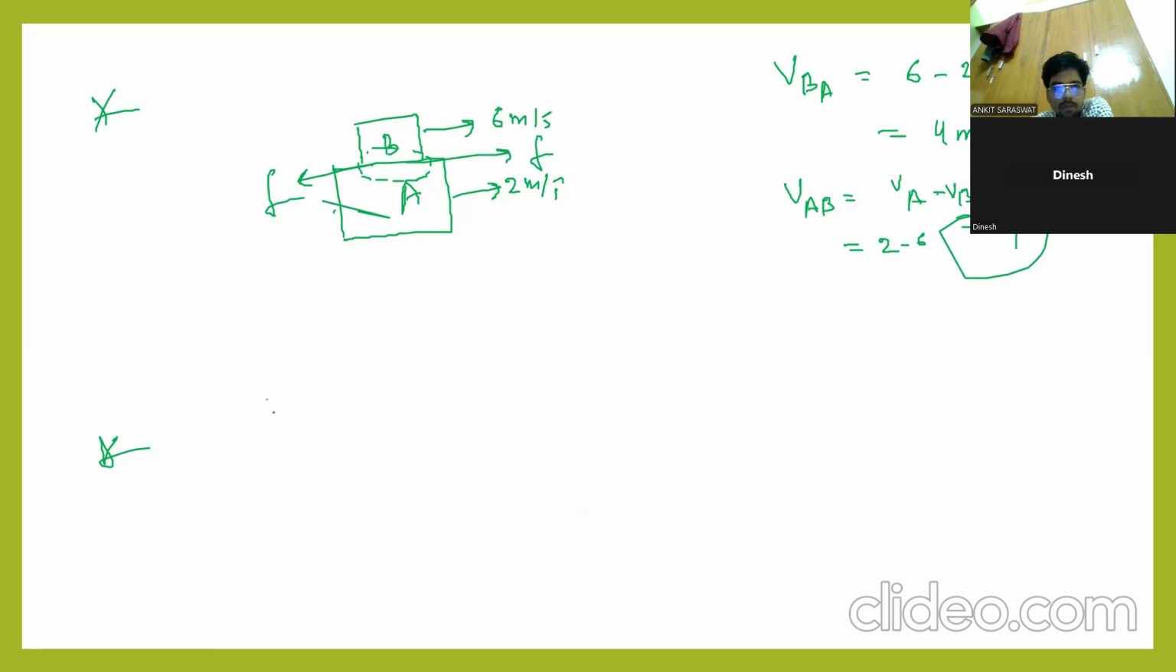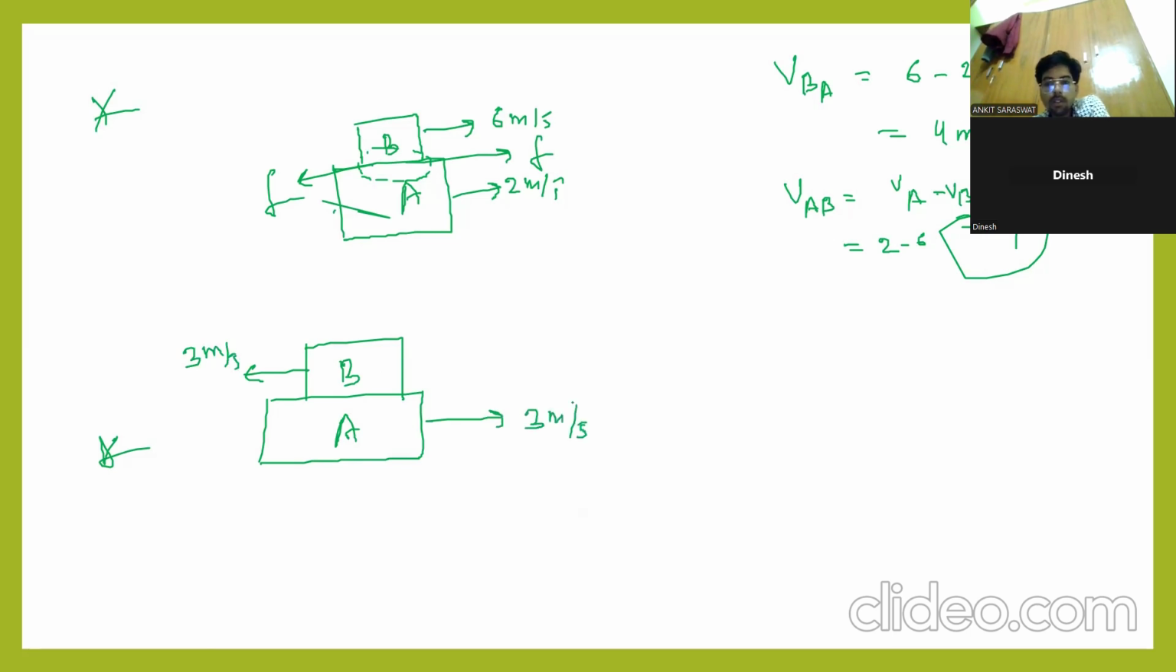One block, one more block is going in the left with 3. You can't say they have no relative velocity. See, velocity has direction. They have different directions. Even if the magnitude is the same, they have different velocity because the direction is opposite. Solve.